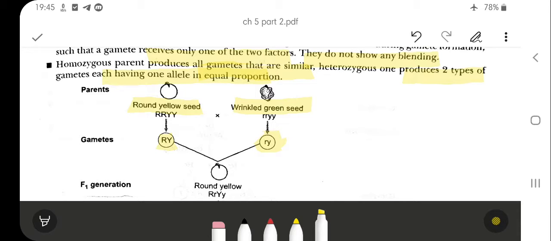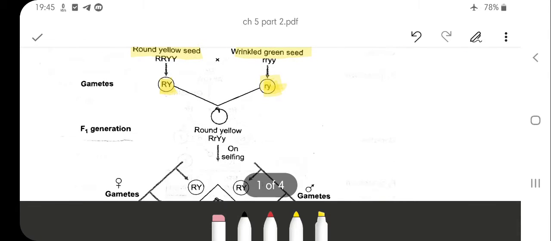And when they go through cross pollination, in the F1 generation all the progeny are round yellow, because round and yellow are the dominant traits, and wrinkled and green are the recessive traits.